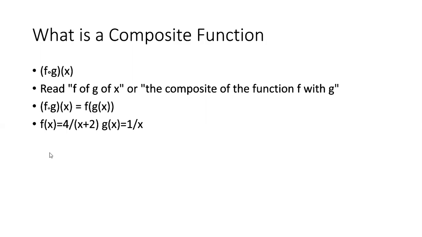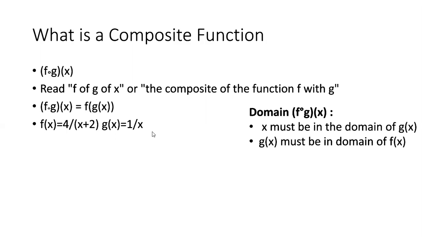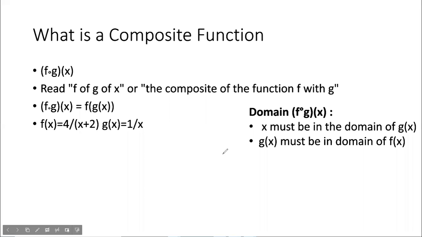We have f of x is equal to 4 divided by x plus 2, and g of x is equal to 1 divided by x. So if we want to find f of g of x, we're going to take our f of x, this is 4, divided by where we see x, we're going to replace g of x. So this is x plus 2, but we have to plug g of x, 1 over x, in for x.